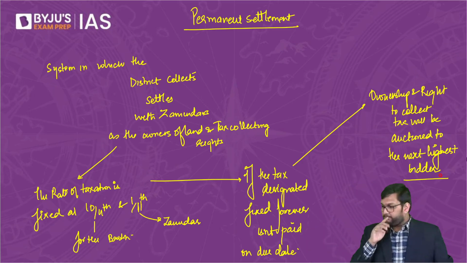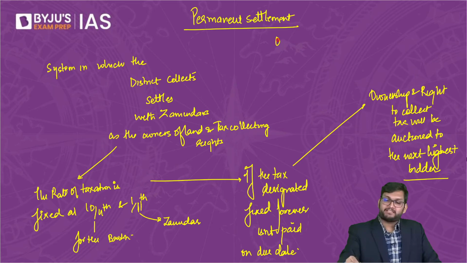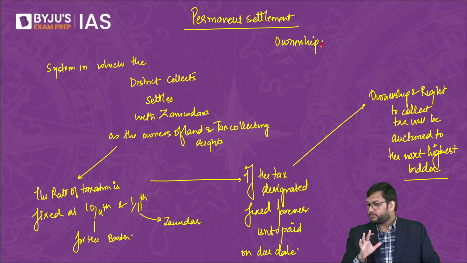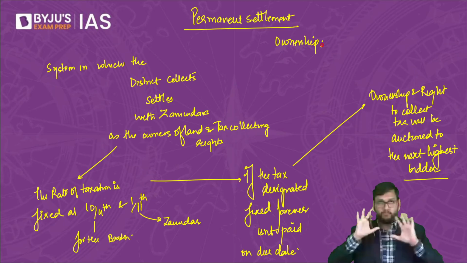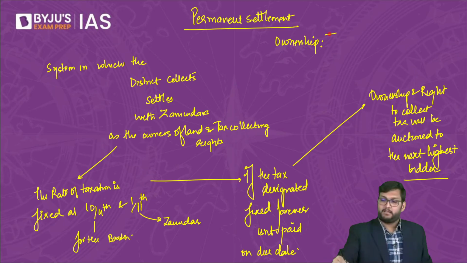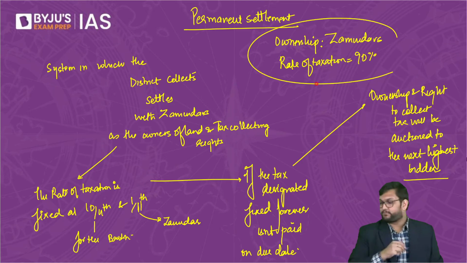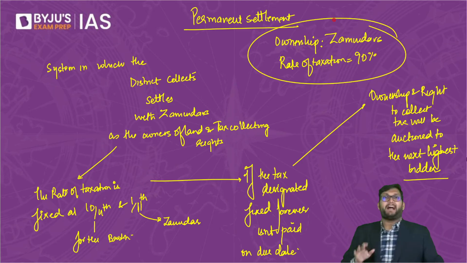The basic point here is ownership is temporarily with whom? 10/11 of the total revenue. 10/11. I'll give you a working example of this also. Zamindar. Please remember this for the prelims examination. What is rate of taxation? Rate of taxation is 90%. Please remember this point. I'll give you a very simple example. I'll give you an example and then move to Ryotwari and why this system is bad. I'll tell you that. See, simple point.